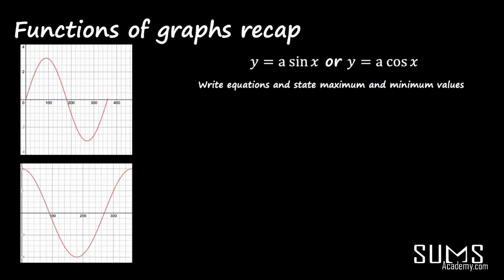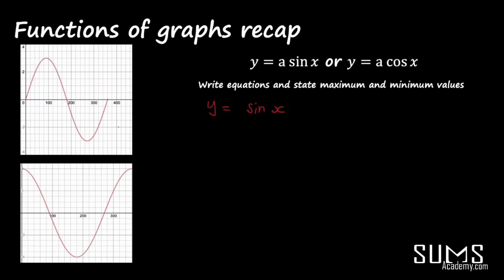Well, first off, we need to think: is this a sine graph or is this a cos graph? Well, we can see it's a sine graph because it starts at 0 and then goes up, then down, then ends at 0 again. So for this first one, we know it's going to be y equals something sine x. And we can see that it does one oscillation in 360 degrees. So we know that this is just going to be a 1 here, but we don't need to write that in when it's 1.